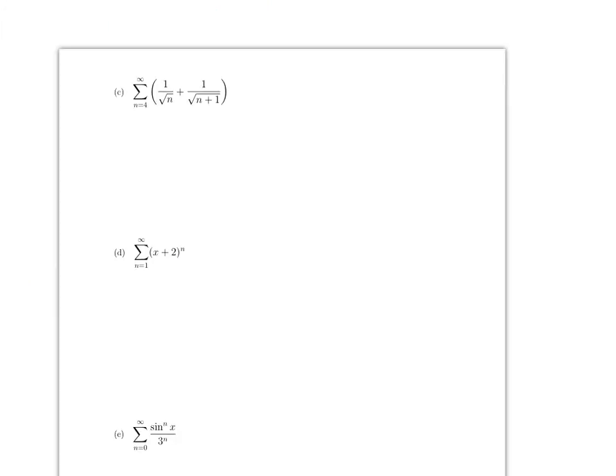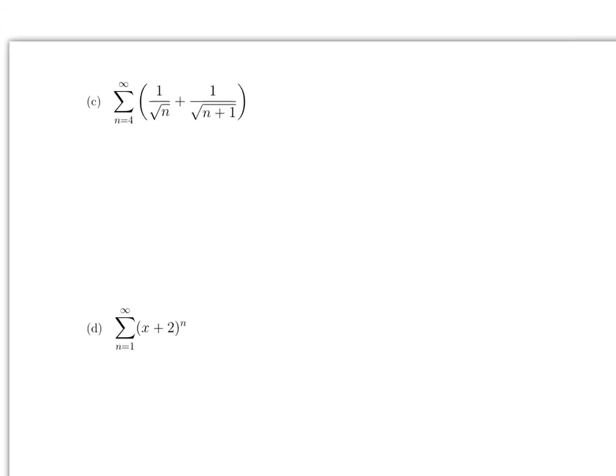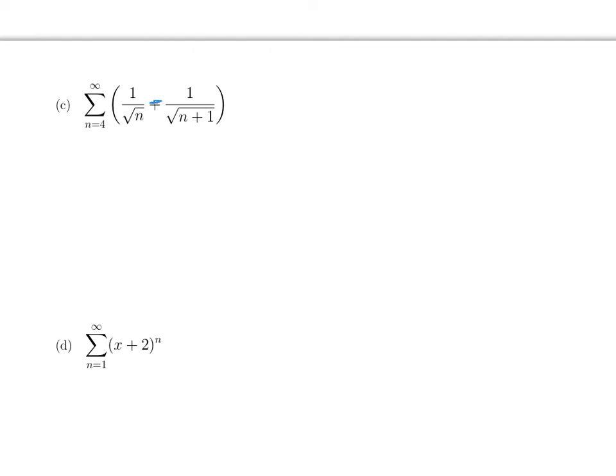Okay. All right, let's look at this one. There's a typo here. This one should be negative. This is called a telescoping series. This is a special case. So let's see what happens and why it's called telescoping. So this one starts with n equals 4. So notice this is what we will get. If n is 4, this will be 1 over the square root of 4 minus 1 over the square root of 5.